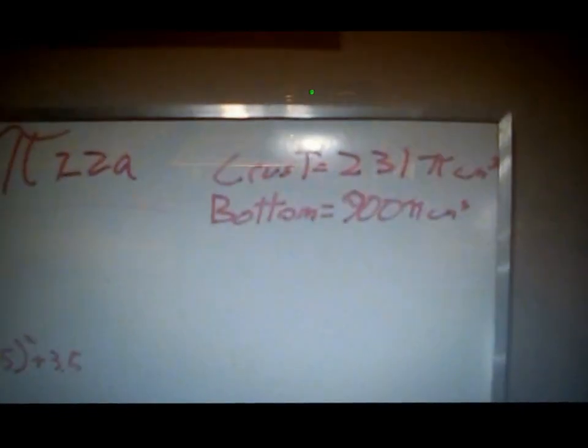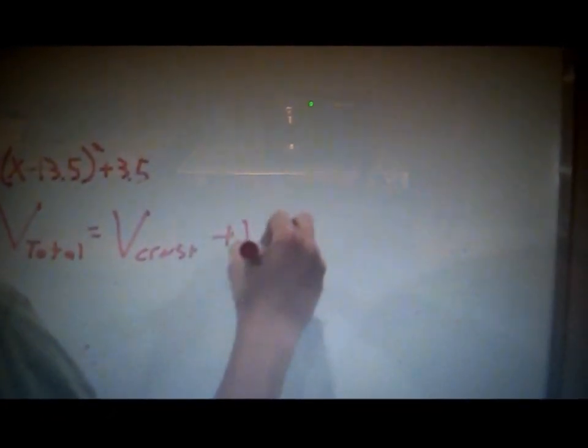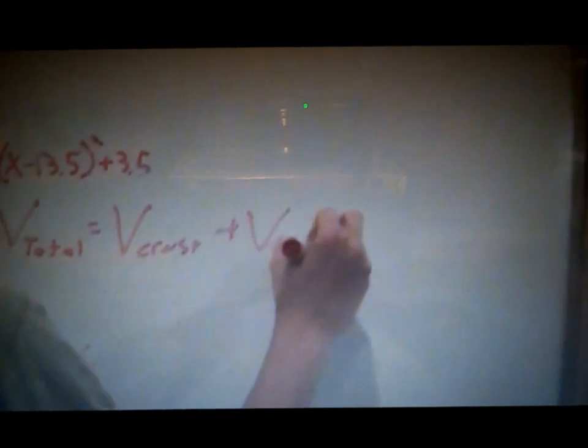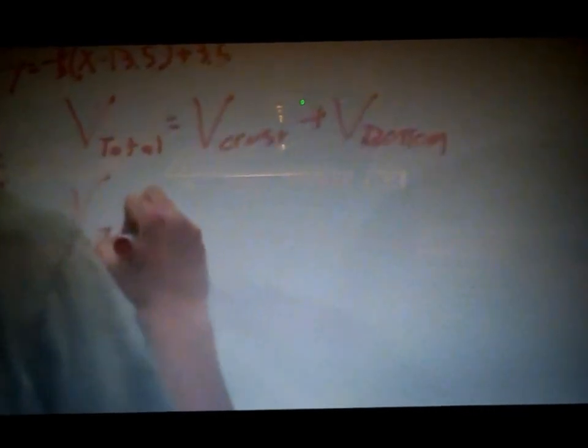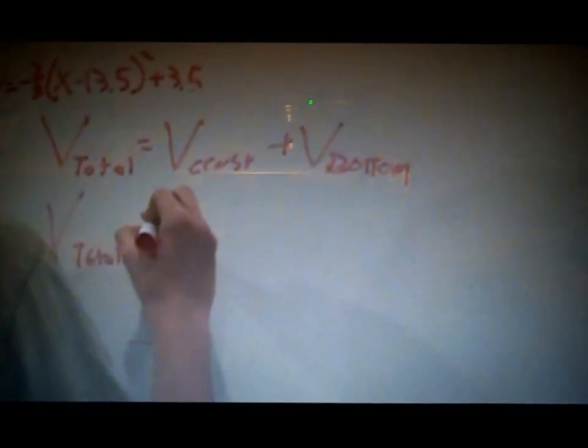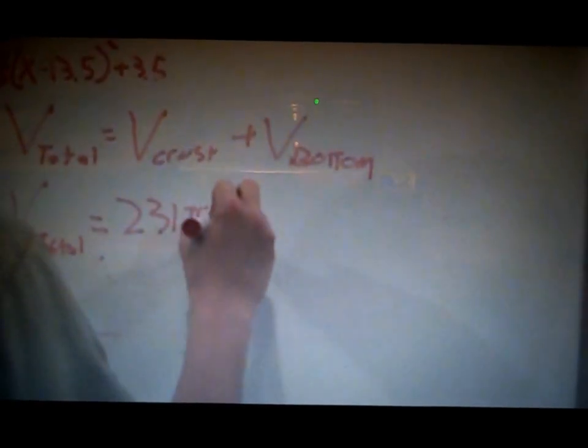So to find the overall volume of the pizza, we now have to add the volume of the crust to the volume of the bottom. So the total volume equals 1,131 pi centimeters cubed.